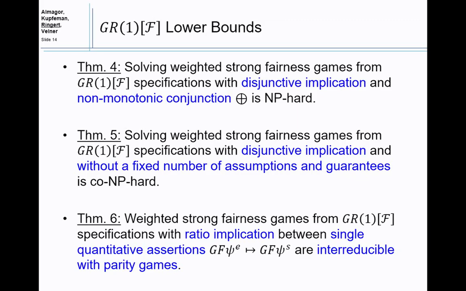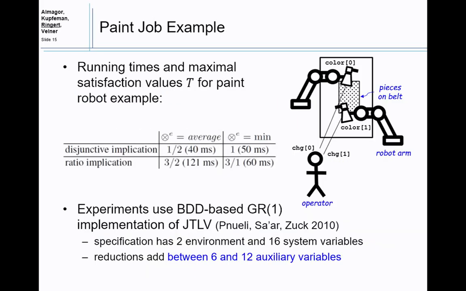And for the ratio implication, we showed that already solving it for a single assumption-guarantee pair is interreducible with parity games. So that's why we decided to approximate it and then again reduce it to the Boolean Gr1. We ran it for this example.